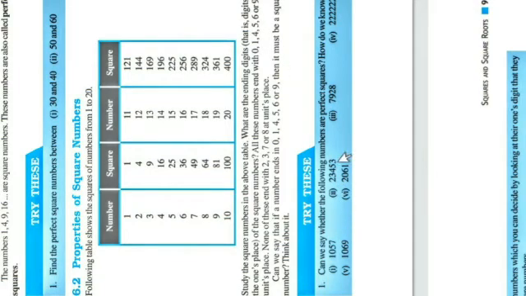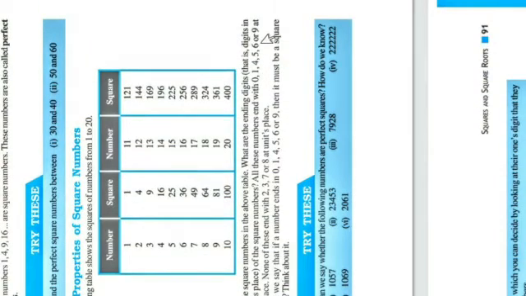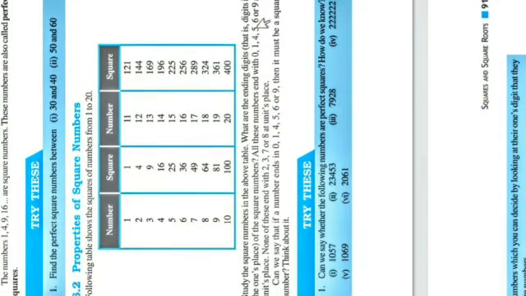Here 3 is there. No, 3 is also not in the list 0, 1, 4, 5, 6 or 9. So it is also not a perfect square. 8 is there. So no, 8 is also not there. 2 is there. No, 2 is also not there. Okay. 9 is there. So yes, 9 is there. So this one is a perfect square number.